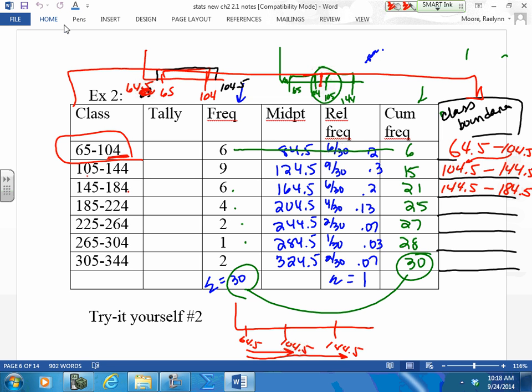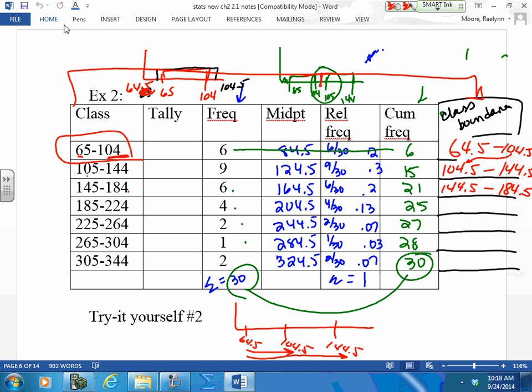We could use it on your histogram, but it's easier to use the midpoint. One is dropping a 0.5. Off the lower end, you subtract 0.5. Yeah, it would be 143.5. No, on the high end, you add 0.5.